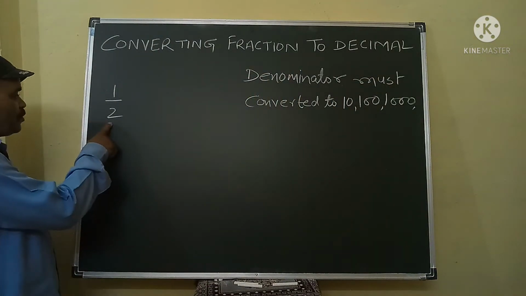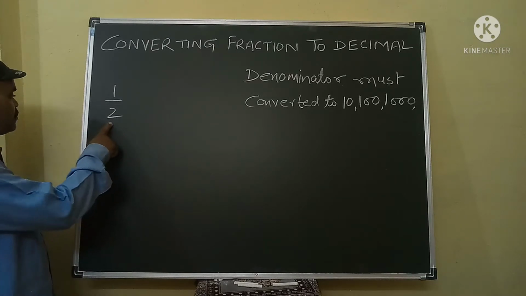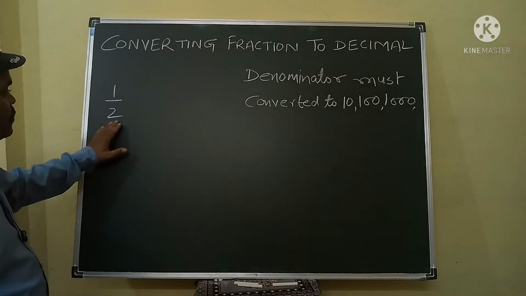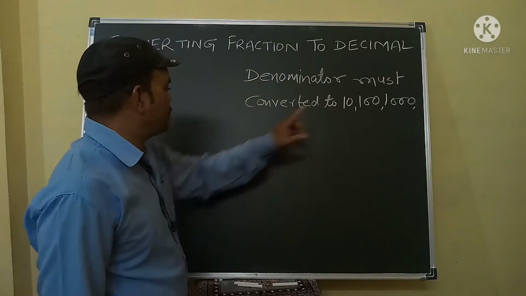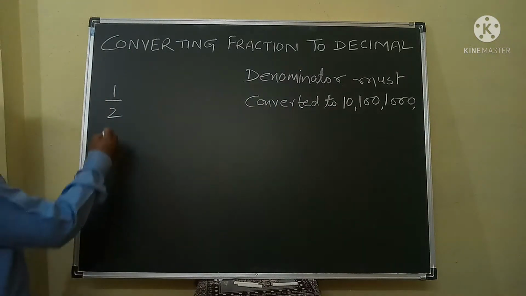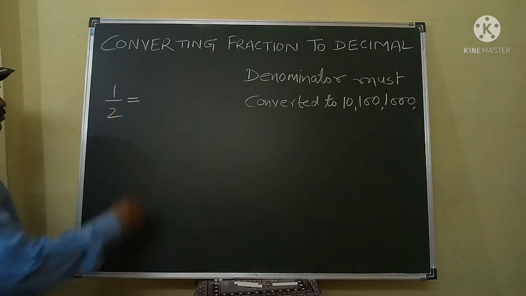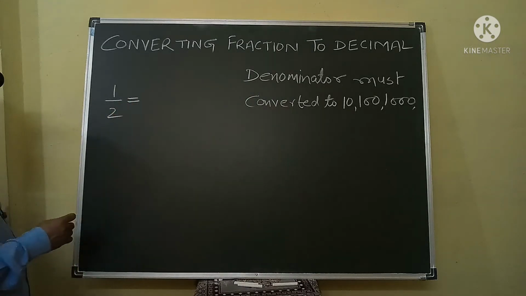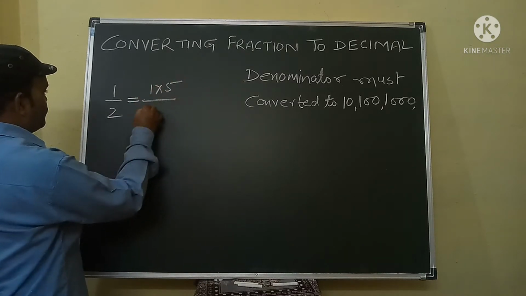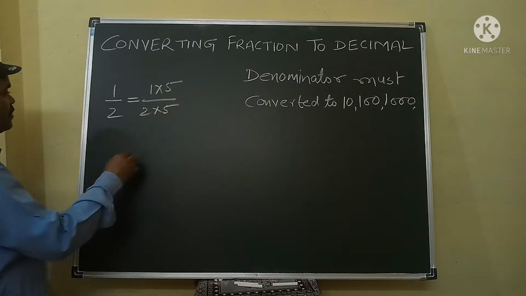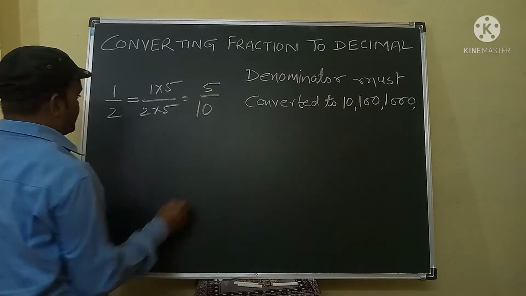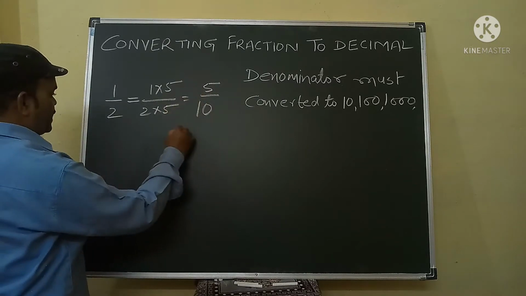In this question the denominator is 2, and 2 is easily converted to 10. How? Look here. You know very well 2 5s are 10. That means 1 multiplied by 5 and 2 multiplied by 5. 5 1s are 5, 5 2s are 10. This is 5 upon 10.